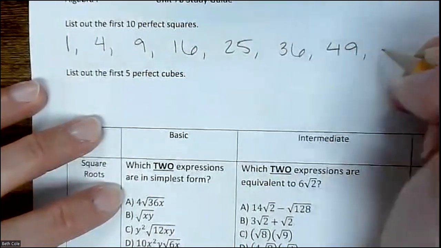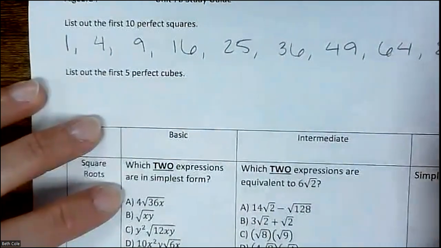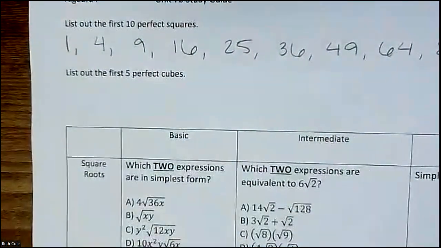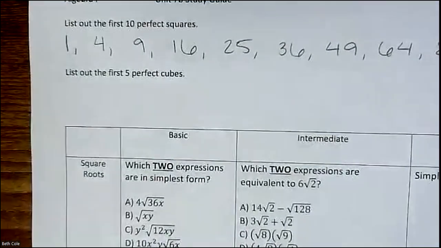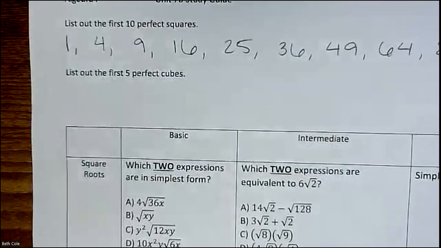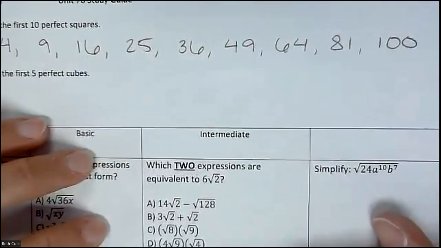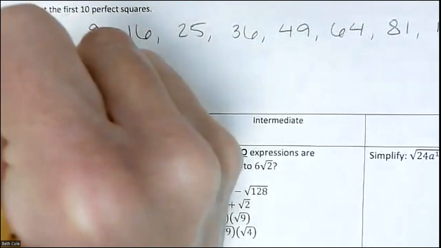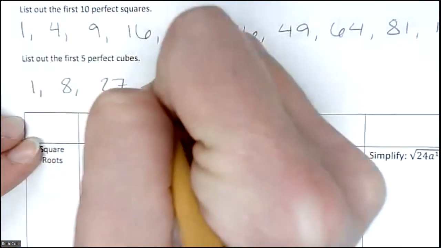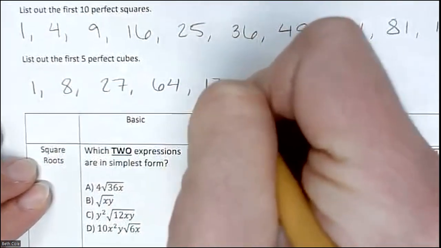But do you remember how to get your calculator to tell you these if you don't know them? Yeah. 1 squared, 2 squared, 3 squared, 4 squared, just type them in. So list those all out all the way up to 100. And then the cubes: 1, 8, 27, 64, 125.